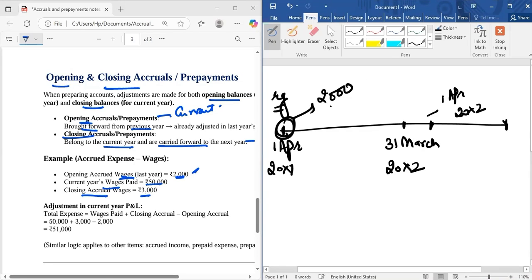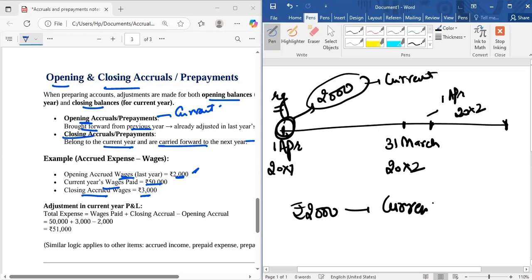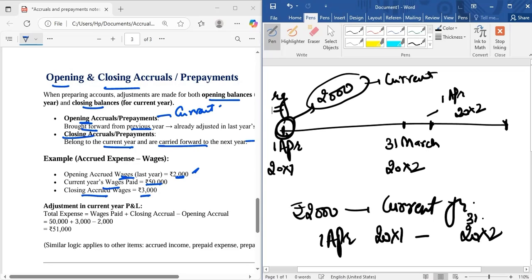Just tell me, does this 2000 relate to the current year? Is it anywhere related to the current year? I'm asking you, this amount of rupees 2000, is it related to our current year of 20x1 till 20x2, 1 April till 31 March? No, it is not related to the current year because this is an accrued expense, which means that it was related to the previous year. In the previous year, we incurred this expense.